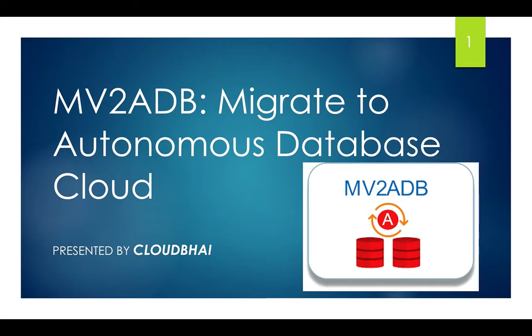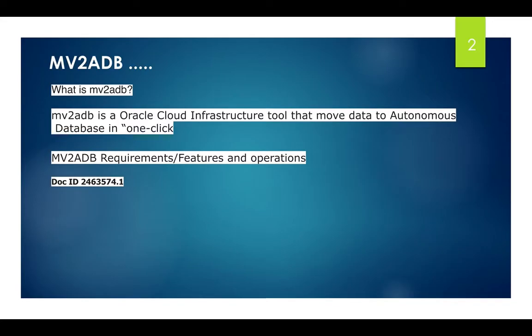In today's session, I am going to discuss how to migrate an on-premises Oracle database to Oracle Autonomous Database Cloud using MV2ADB. Before going into MV2ADB, the question is: what is MV2ADB and why are you going to use it? MV2ADB is an Oracle Cloud Infrastructure tool that moves data to Autonomous Database in one click.